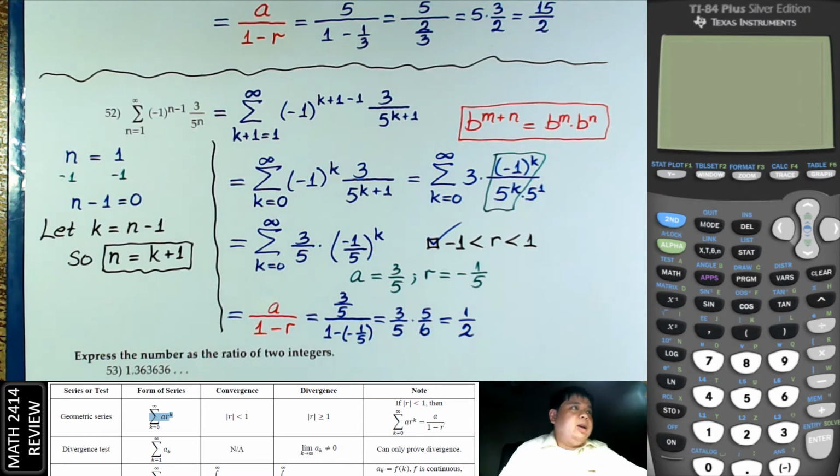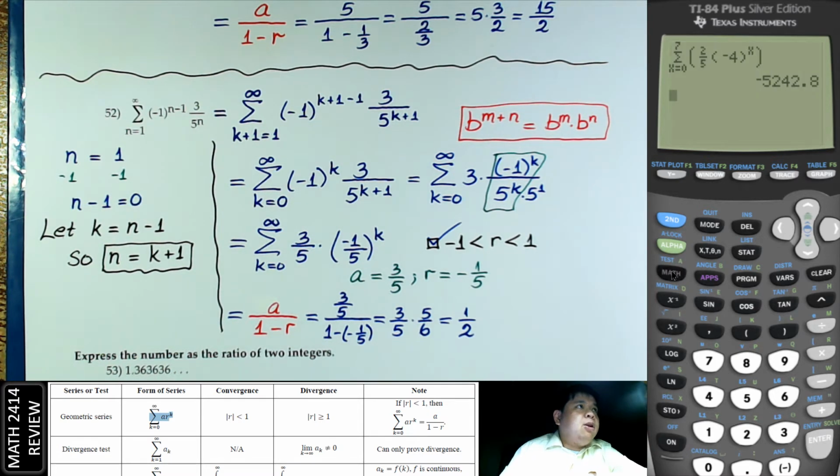Right. So of course we cannot put infinity in the sum, but we can put a very big number into it. Let's go to 100.